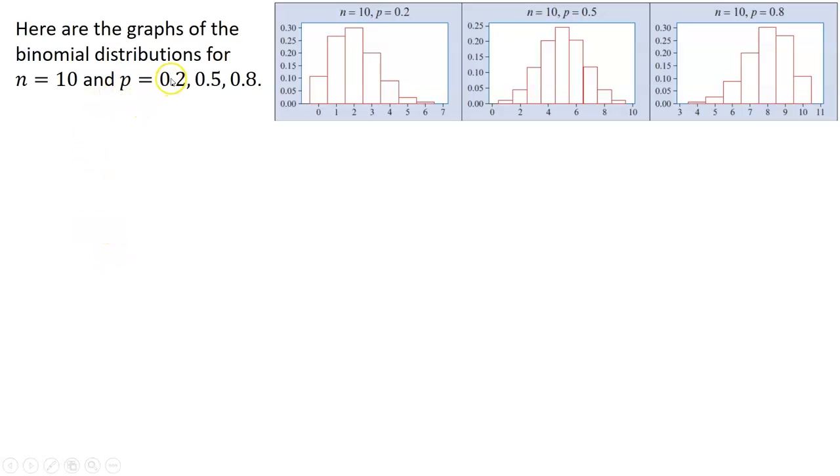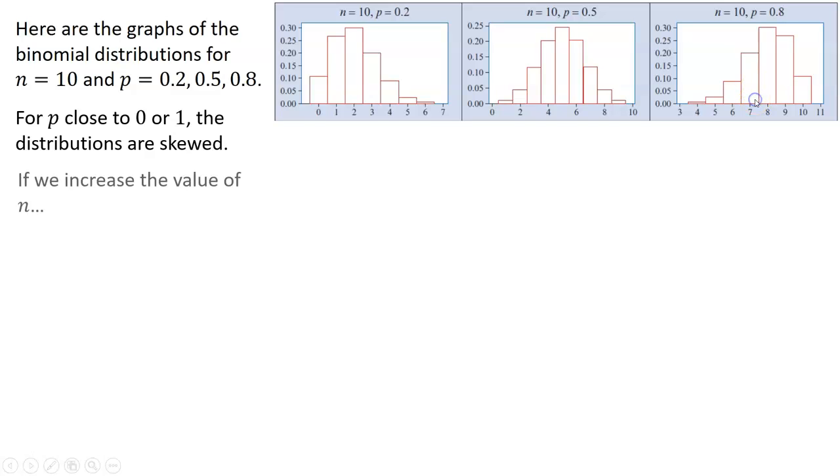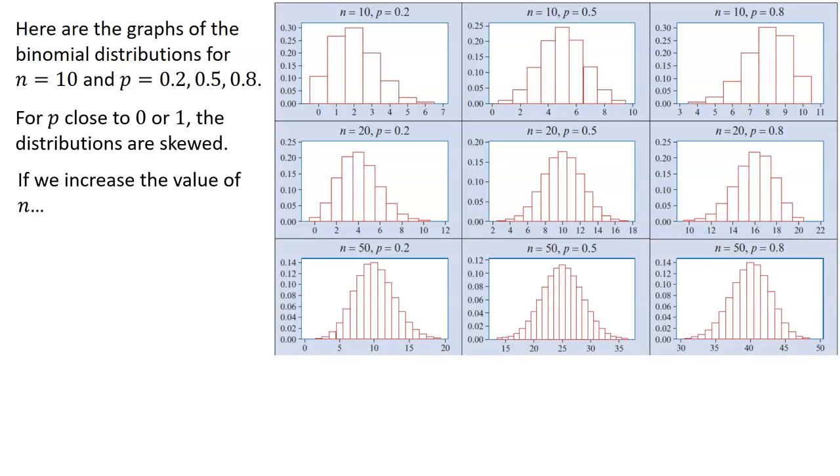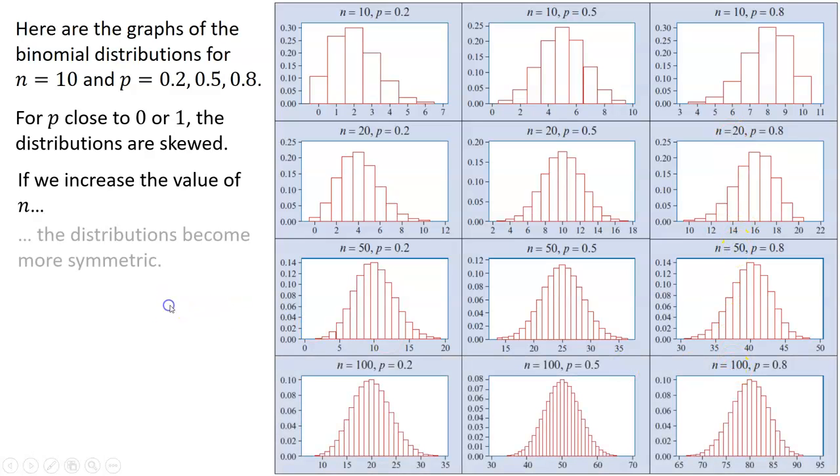You'll remember a while back we compared different distributions changing the probability. We actually did it for n equals 20, but this is for n equals 10. When we have a small probability or a large probability, the distributions are skewed. If we increase the number of trials, say 20, 50, 100, the distributions become more symmetric.